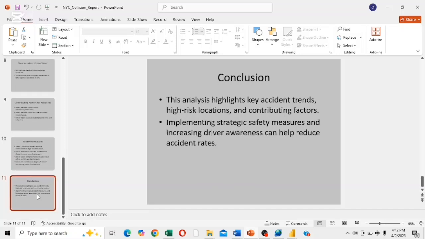And in conclusion, this analysis has highlighted key accident trends, high risk locations, and contributing factors. Then we can implement strategic safety measures and increase driver awareness so as to help reduce accident rates.